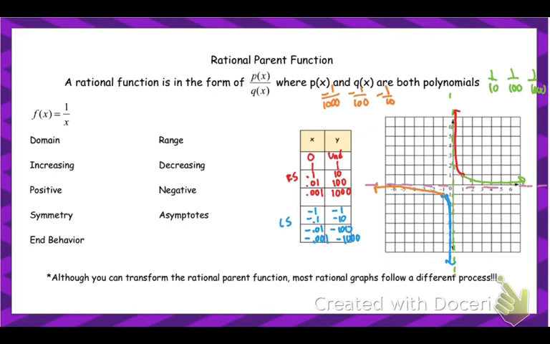So vertical asymptotes occur because we can't divide by 0. You actually cannot touch that point. So you will never touch or cross. So again, we can't divide by 0, so that's why we have that vertical asymptote that you can't touch.